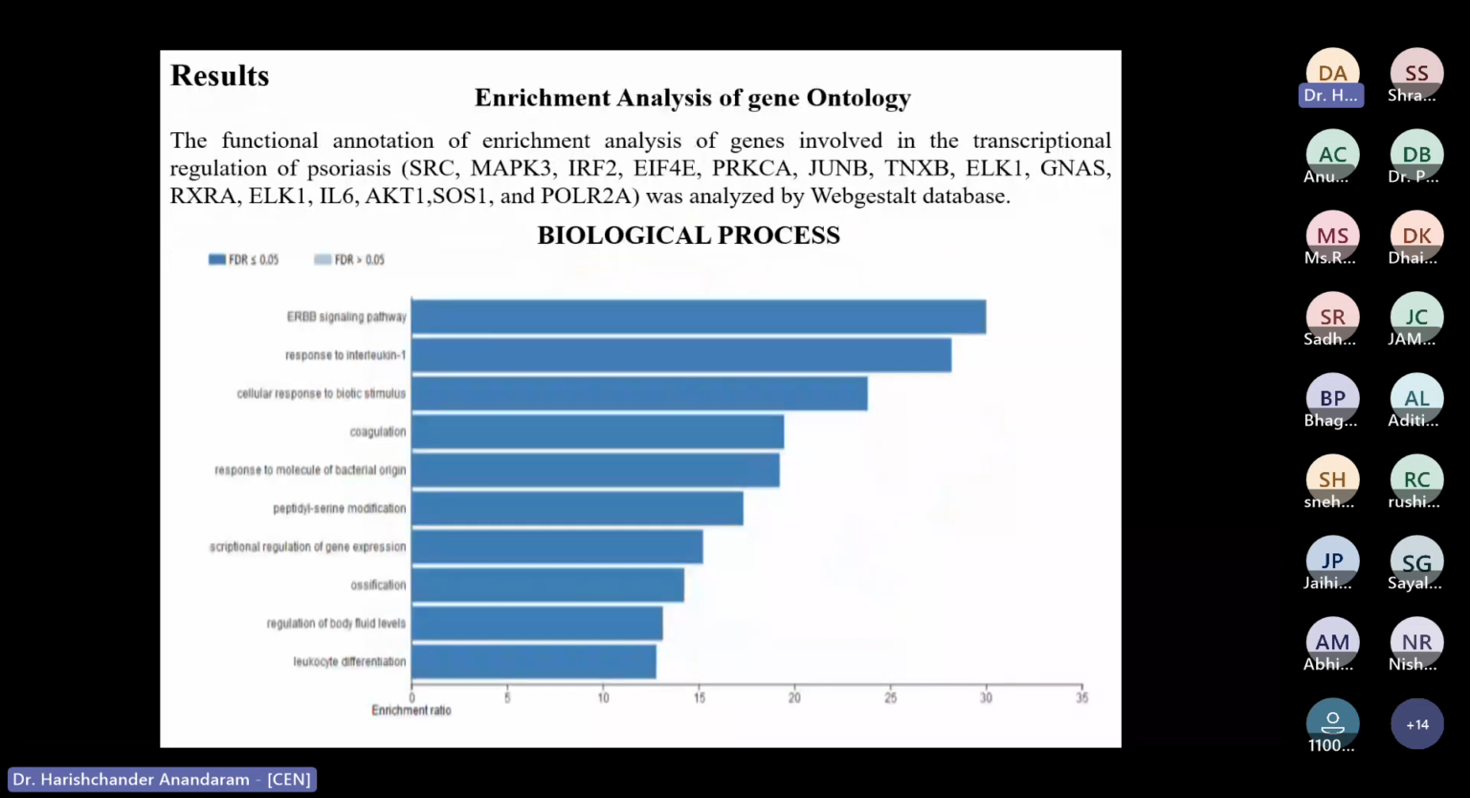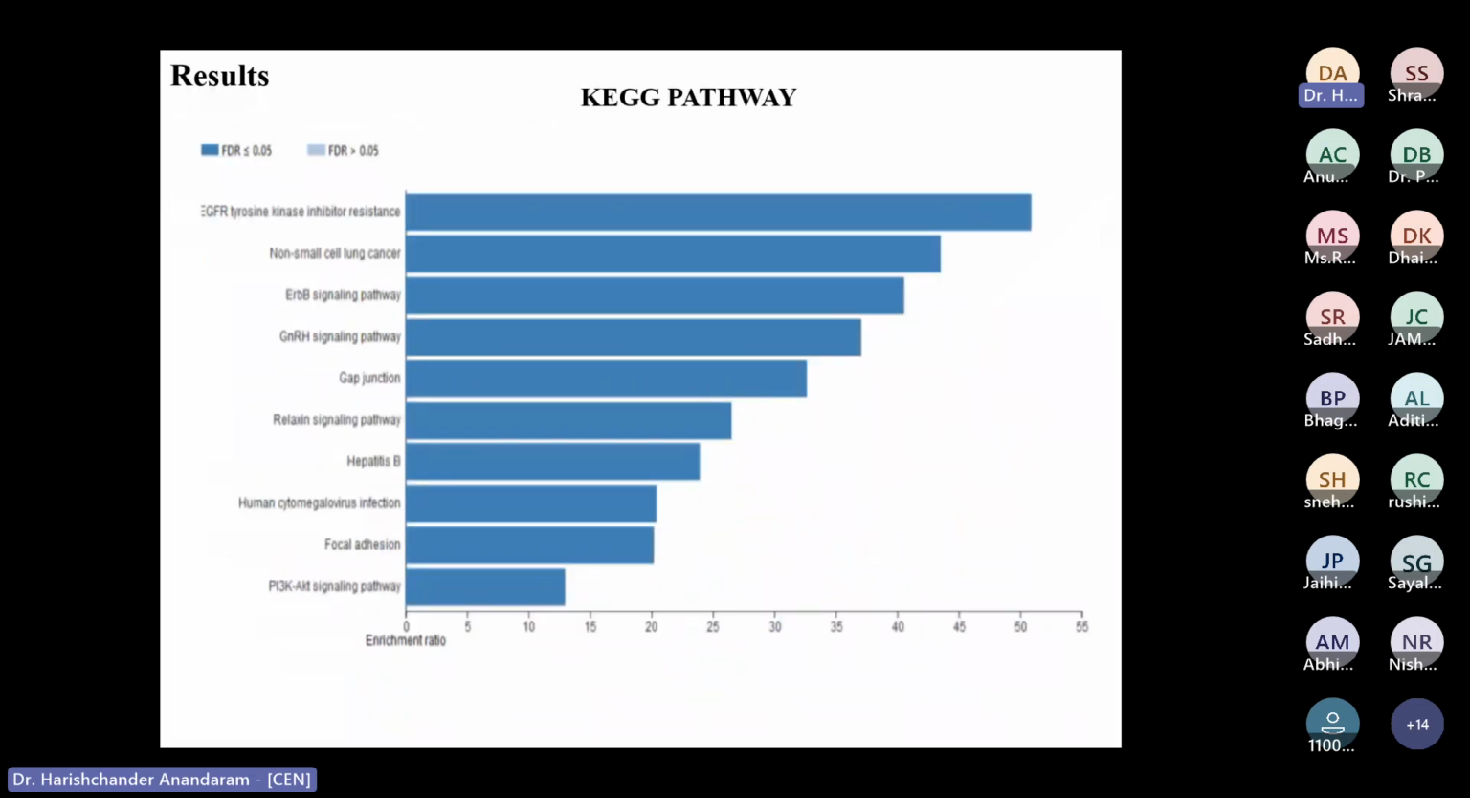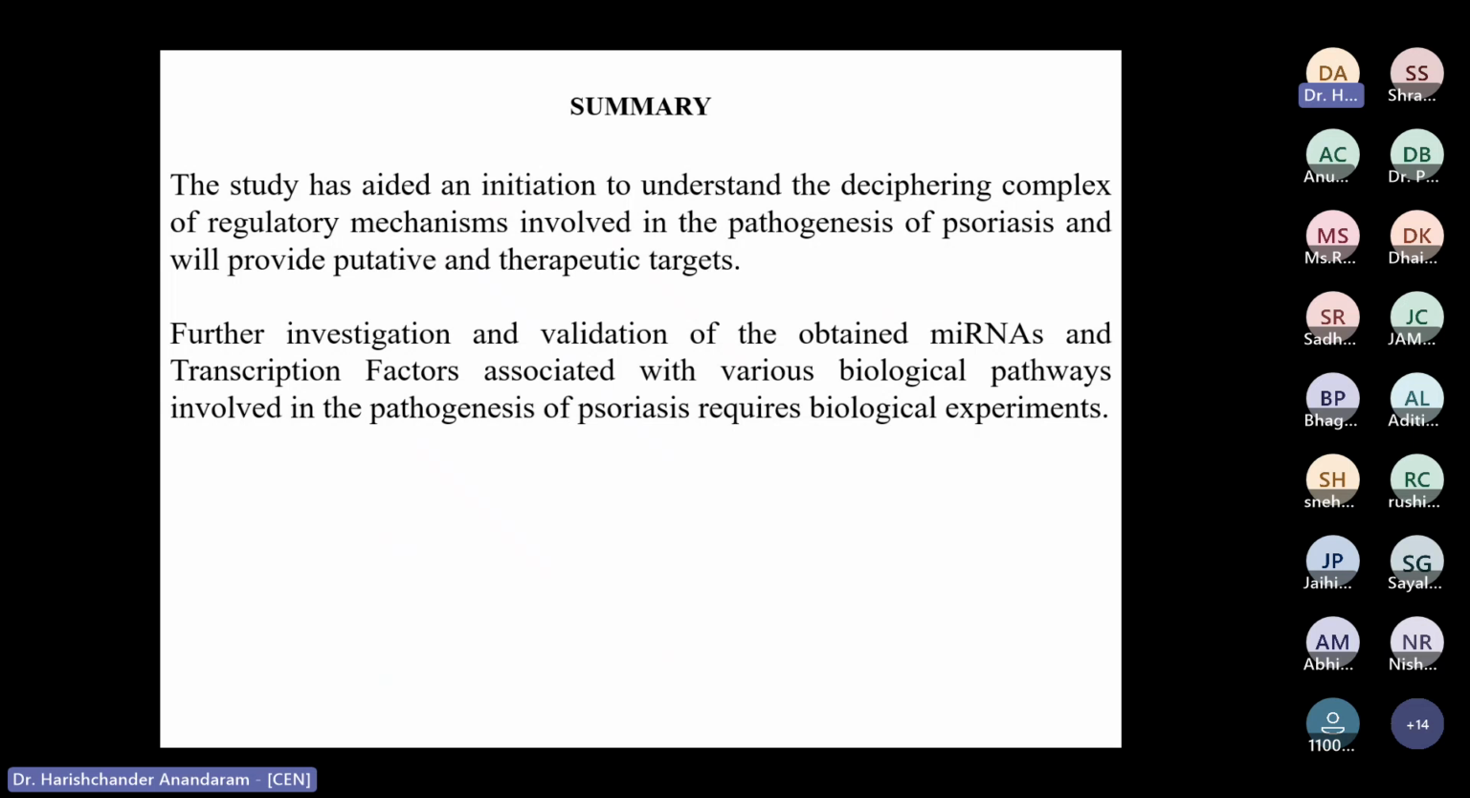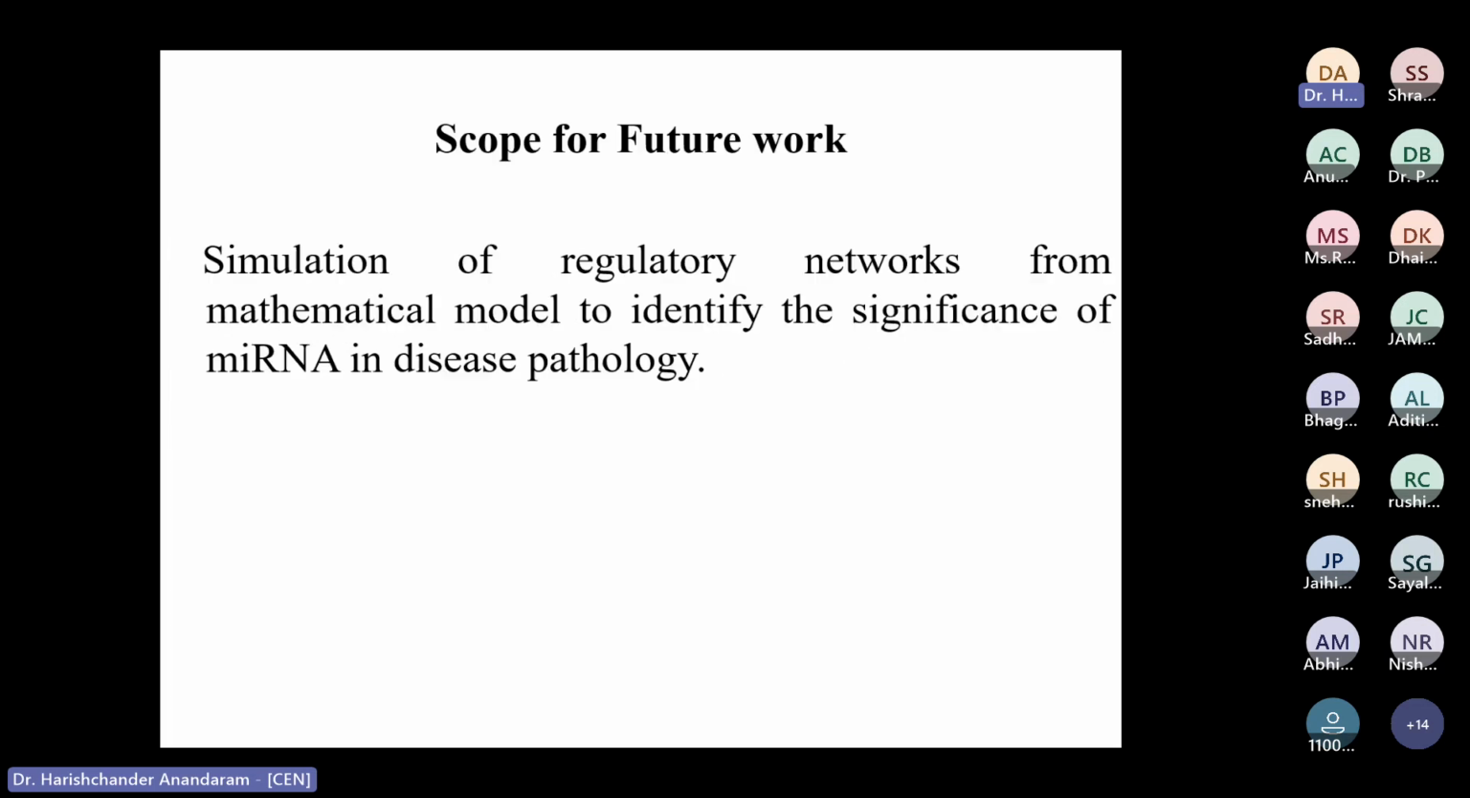And then we have also looked for the biological process, that's the signaling pathways and the initial basic pathway, and we have tabulated the results. So to summarize, the study has given us only a basic understanding of deciphering psoriasis. Furthermore, putative targets are required for further explanation, but the pathogenesis is explained a little more in our study compared to the initial studies. So a lot of biological experiments are still required to validate our study.